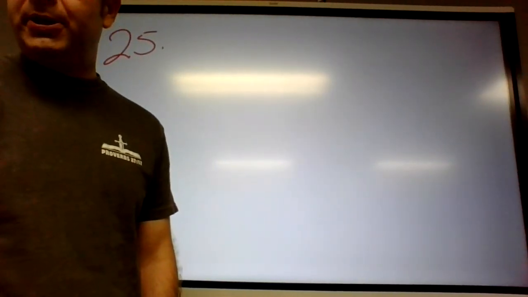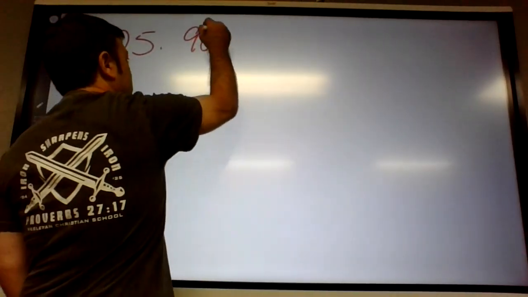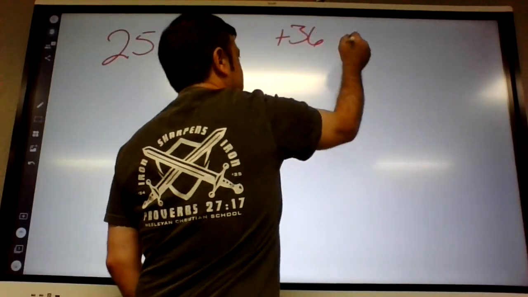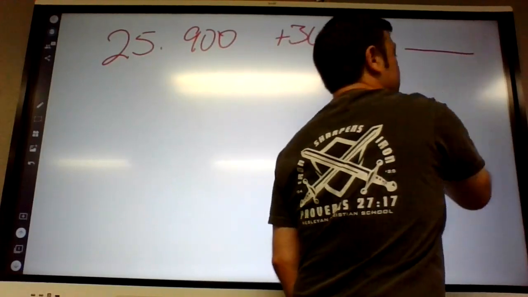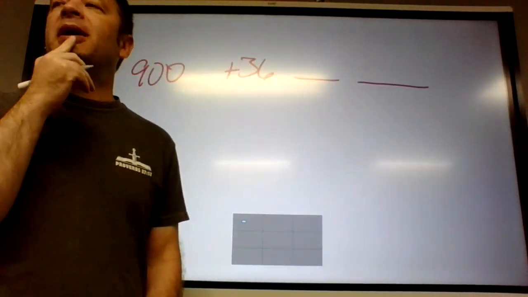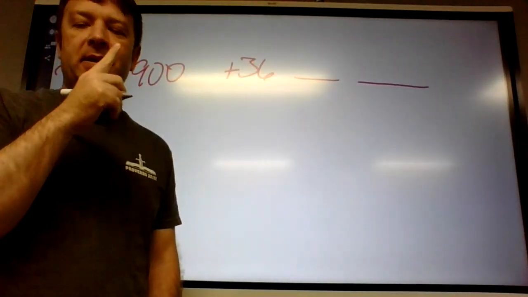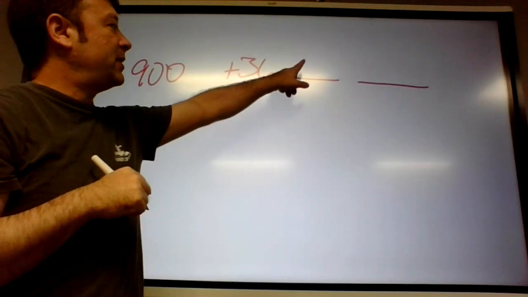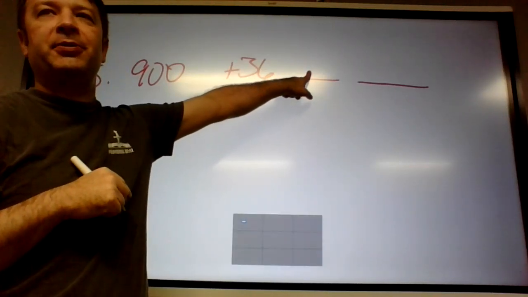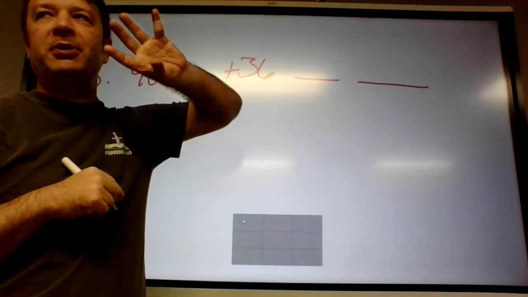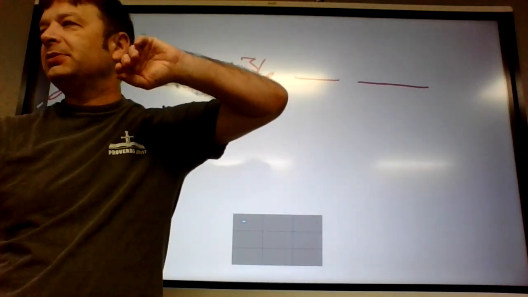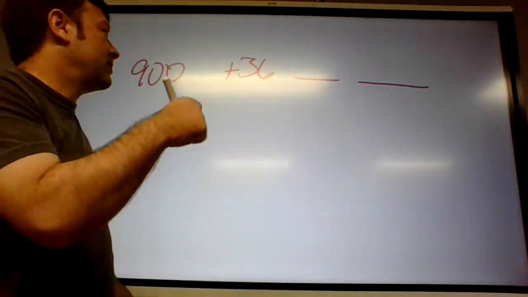Number 25, we're starting with 900, and we're supposed to add 36. Okay, guys, stop talking. All right, so how do I find the percent change? That's going to go in the third column. What's the little formula we use for percent change? Change over original. Change divided by original.